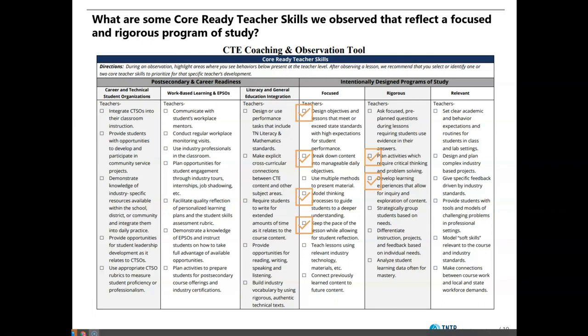The other thing I want to make sure that I note is that if behaviors aren't checked on here, it doesn't mean that they were necessarily absent. They just weren't evident in the classroom at this point in time from this particular perspective. So again, this tool is not a checklist, it's not exhaustive, and it's not a rubric. It's a companion resource to the Vision for Excellent CTE Instruction, and it can be used as a discussion tool.